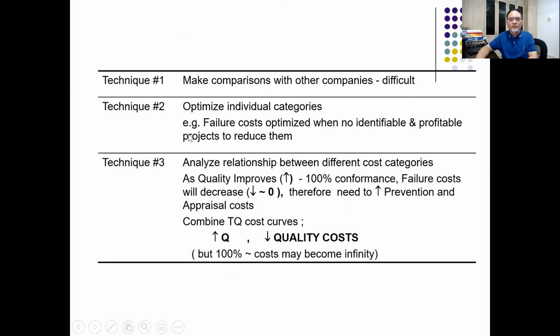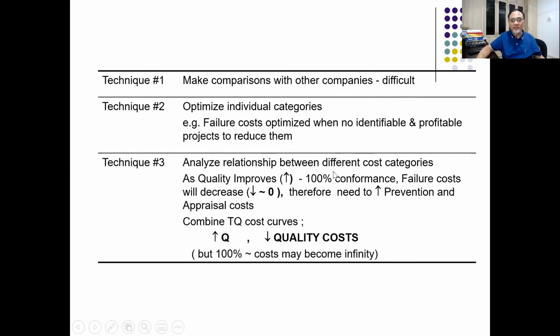So you want to make comparisons with other companies. It is difficult when you analyze quality costs or even performance. You optimize individual categories, failure cost optimize when you identify a profitable project to reduce them. So once you reach a bit, optimize means saturated level. But from my own experience, failure costs will always be there, and it is for us to improve and make it as small as possible.